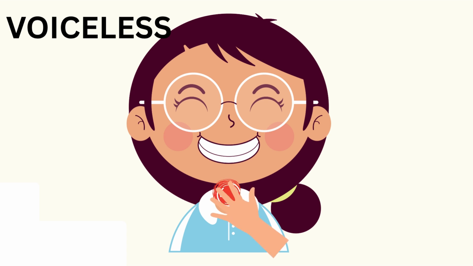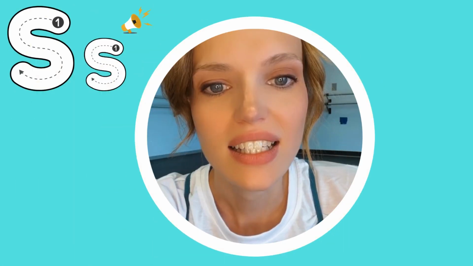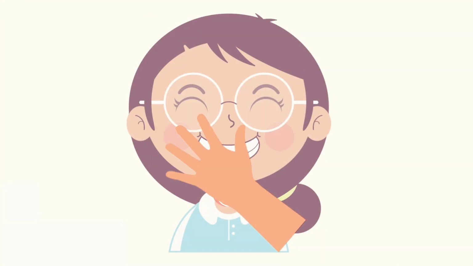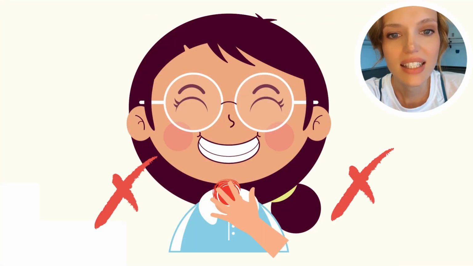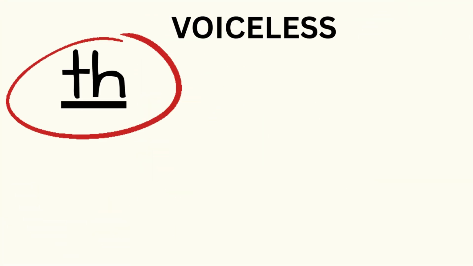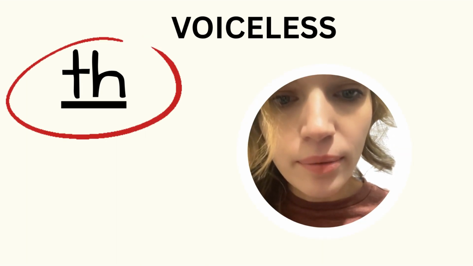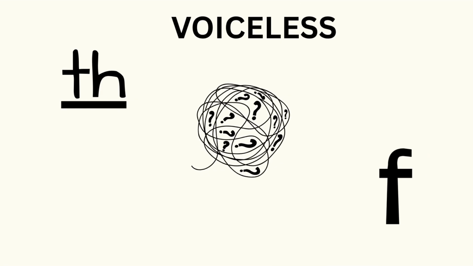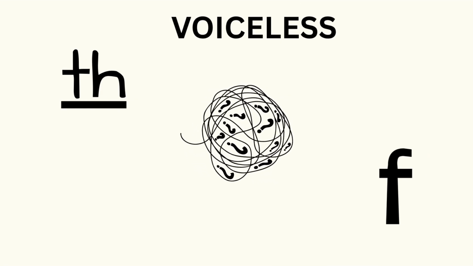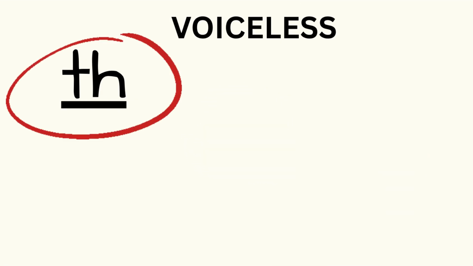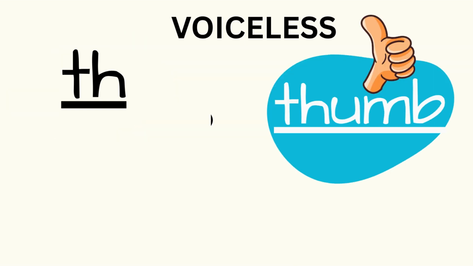Now it can also be voiceless. Say s with your hand on your throat. See, no vibration. So now say your digraph TH without a vibration. Stick your tongue out and say th. It often gets confused with F, so you have to make sure you pay attention to what the mouth is doing. You might hear this voiceless TH in the word thumb or thought.